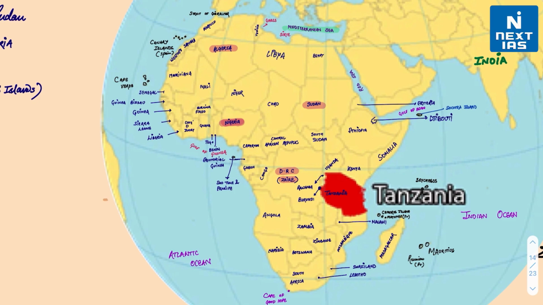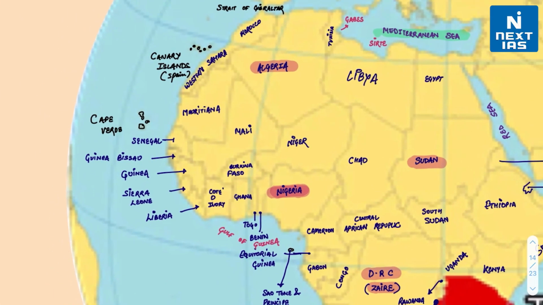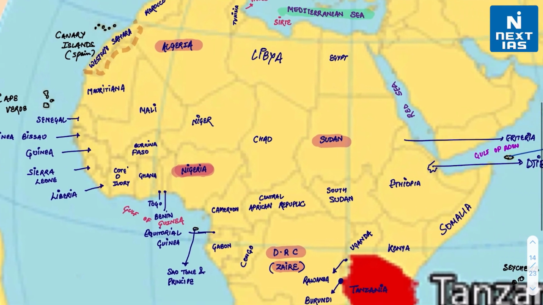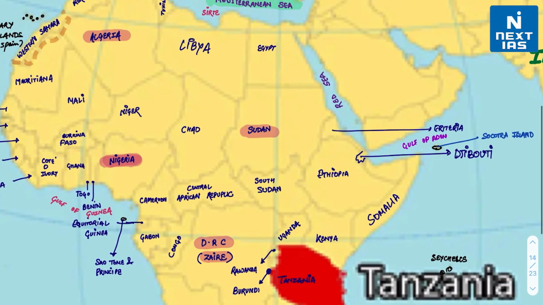If we talk about the disputed territories of Africa, in the north we have the Western Sahara region. Western Sahara is a disputed territory. It is occupied by Morocco, but it is claimed by Polisario. And then towards the east, we have Somaliland, which is the second disputed territory of the African region.